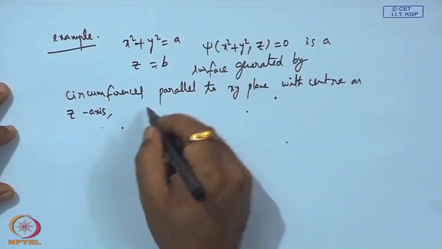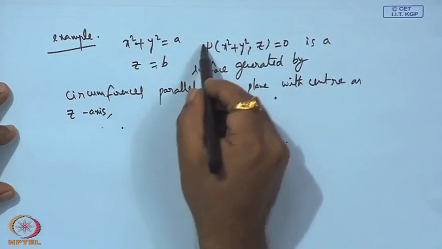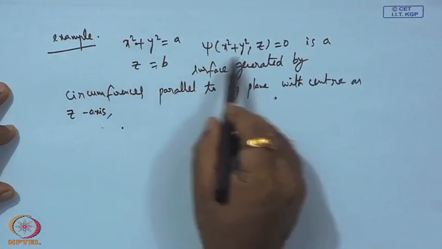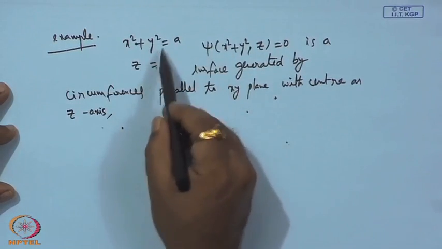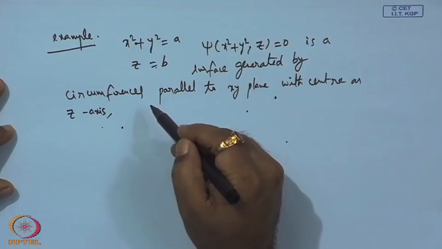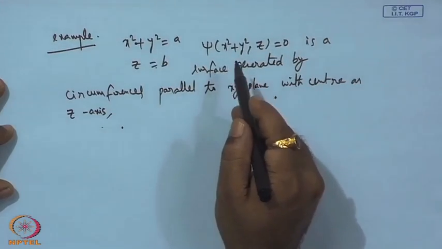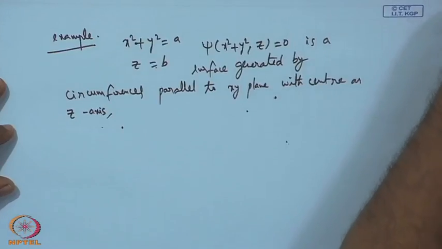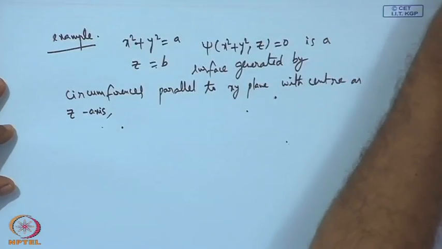Okay. So for example, these are the characteristic curves, then this will be our solution. Okay. So this is the physical interpretation. Okay.